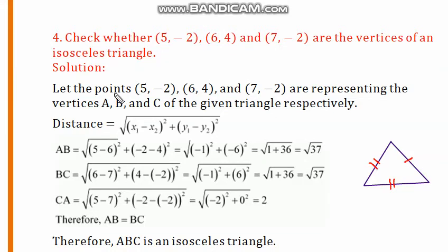So take (5, minus 2), (6, 4) and (7, minus 2) as representing the vertices A, B and C of the given triangle respectively.